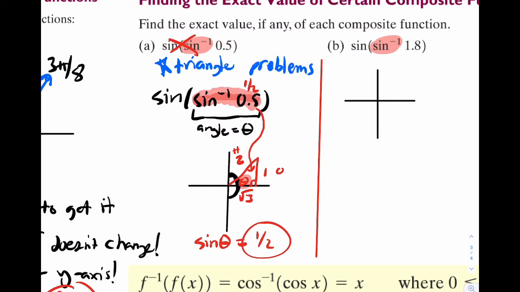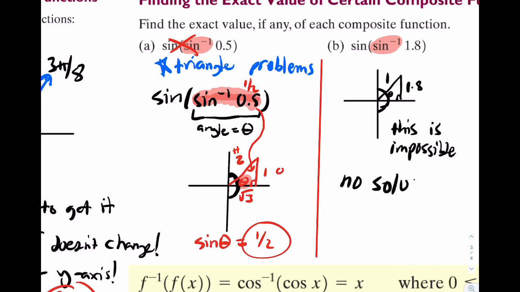Let's highlight quadrants 1 and 4 again. I'm going to draw my triangle. There's theta. To make it easier, I'll just put 1.8 and 1. If you look at this triangle, you should recognize that this triangle is impossible. And that's because your hypotenuse right here is shorter than the leg. That can never happen, which means this is no solution. This cannot happen. So that's why for these, you never just want to mindlessly cancel out. You always got to think about what's actually happening.